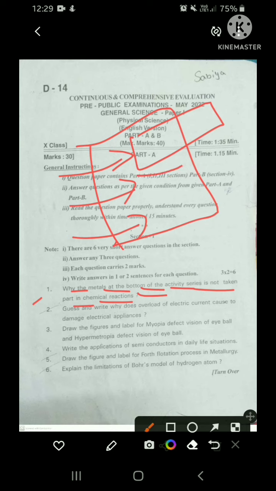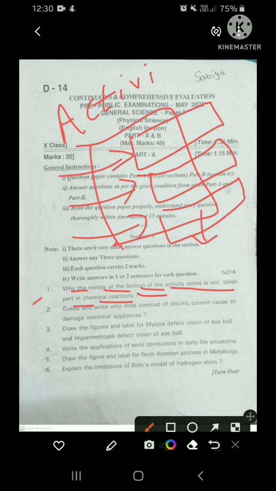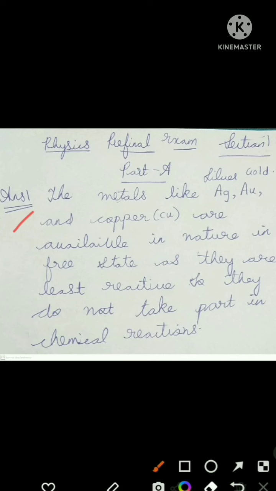First question deals with the activity series, and it is asking us why metals at the bottom do not react. The activity series consists of three parts: high reactive, middle reactive and low reactive metals. Here it is asking why metals at the bottom of the activity series do not react with others. Metals like silver, gold and copper are available in nature in free state as they are least reactive. So they do not take part in chemical reactions.